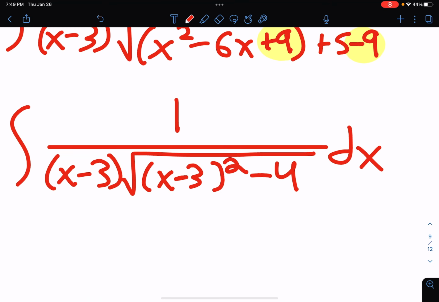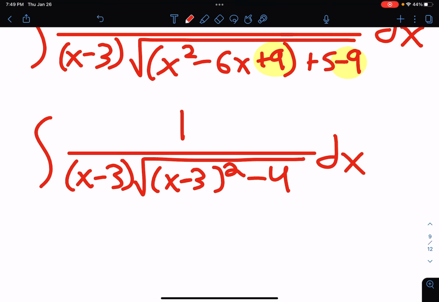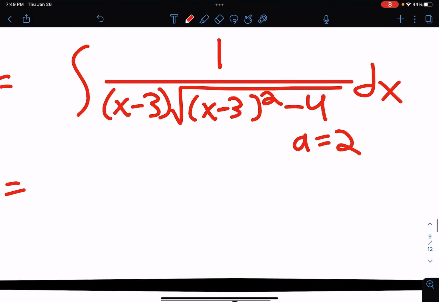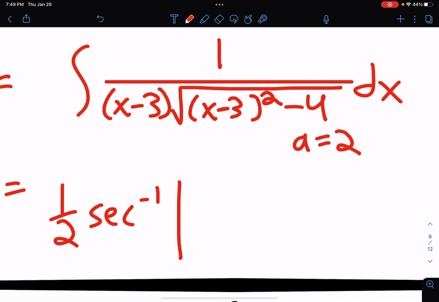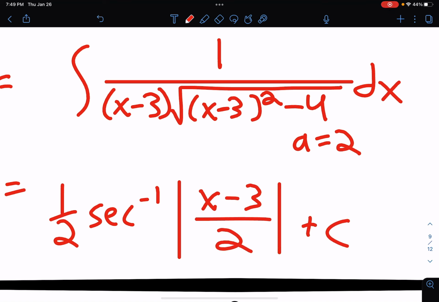Okay, so for this one, what I really want with these secant inverse ones is that what is being squared should match what is outside here, or sometimes there's absolute values here. But those things need to match. And then a here is going to be 2. And so my answer for this one is going to be 1/2 secant inverse absolute value of x minus 3 over my a value of 2 plus c.